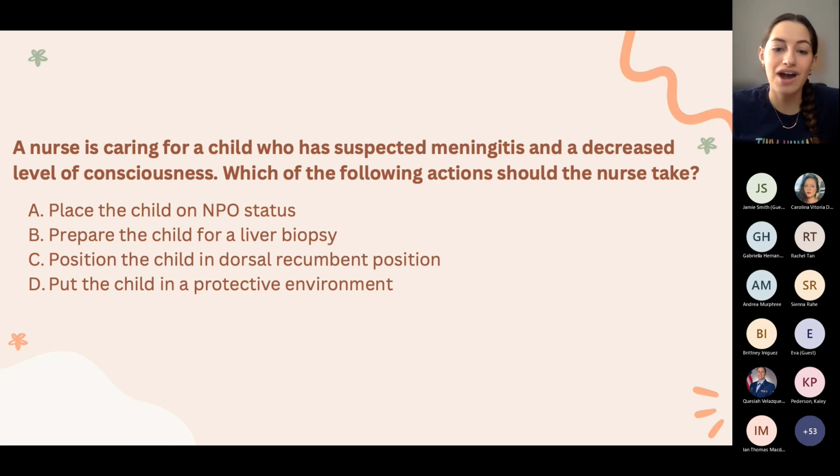For D, putting the child in a protective environment. If they have suspected meningitis, we want them on droplet precautions. So a protective environment would be more for an immunocompromised kiddo. But for these, we want them on droplet precautions for at least 24 hours after we initiated the antibiotics. So hopefully that one made sense.